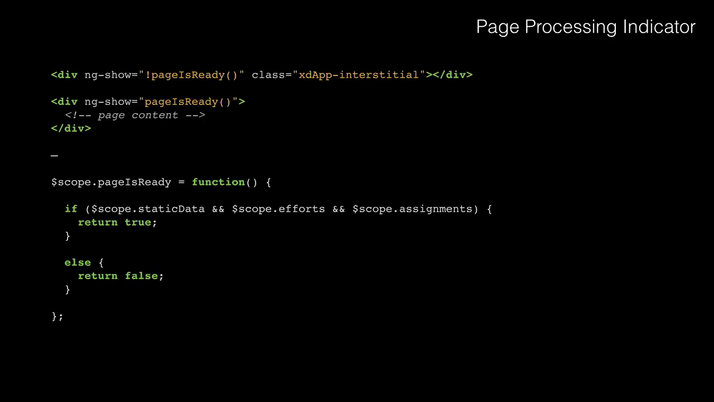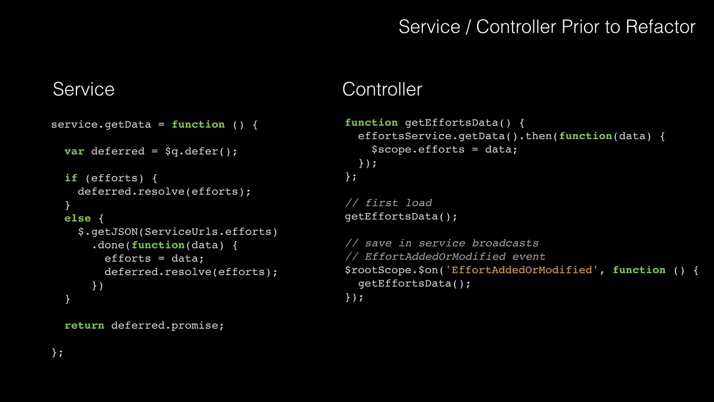the top part is HTML and the bottom part is the controller. It has a method that says, hey, page is ready, and then it's looking at all the dependent data that you need, and once all that stuff's ready, you say, yeah, the page is ready, or no, it's not ready yet. And then this is like Lucy.